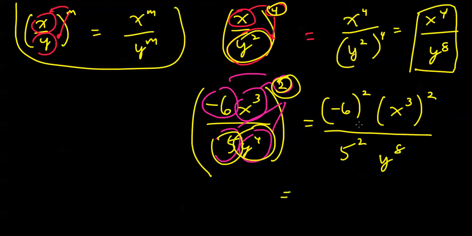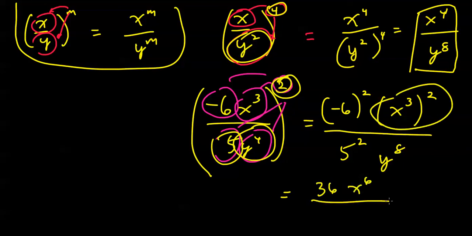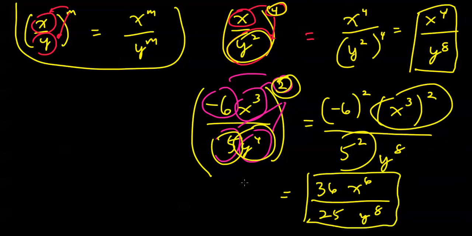Of course, I can simplify this a little more. Minus 6 squared is positive 36. X cubed squared is x to the 6th, not 5th, x to the 6th power. Downstairs, 5 squared is, of course, 25. And y to the 8th, well, it can't simplify that any further. It's just y to the 8th. So here would be my completely simplified response to this example: 36x to the 6th over 25 y to the 8th.